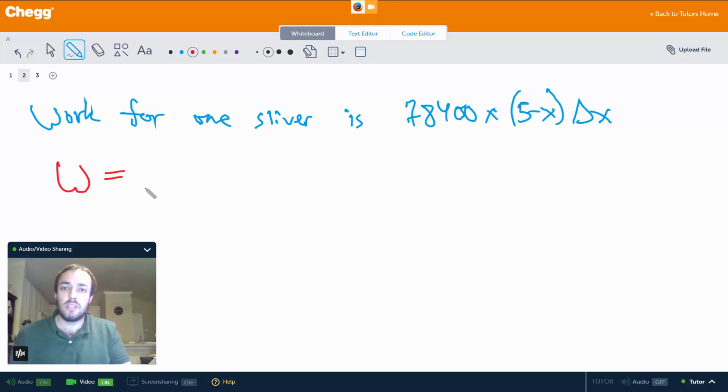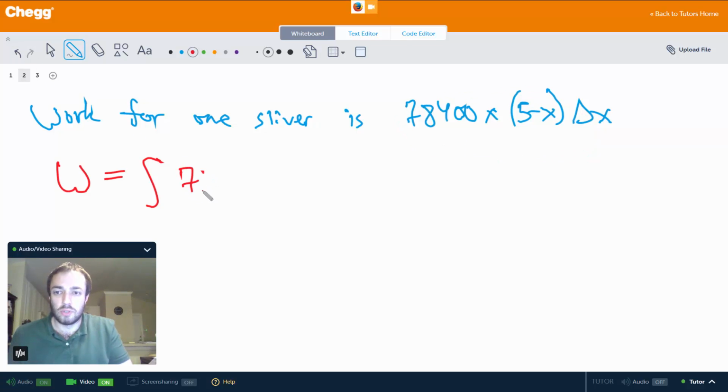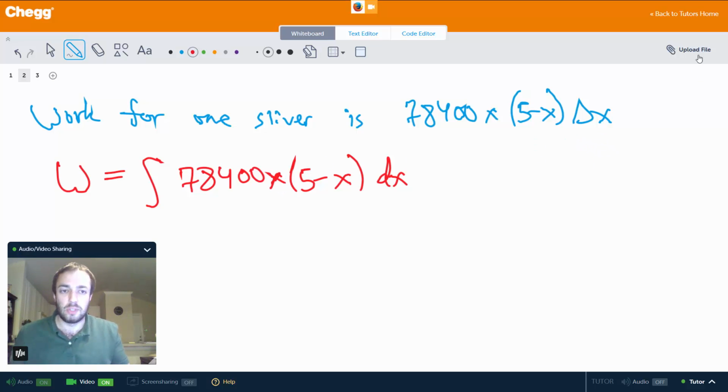Now, to get all of the water, that's basically getting all of the little tiny slivers, which essentially amounts to integrating. So now we want to integrate this expression here. Okay, we're going to integrate that entire thing. So we integrate over all of the slivers, 78,400x times 5 minus x, and then dx. Remember, when you push delta x into the limit process, in other words, when you put delta x into an integral, it becomes dx. So don't forget about that.